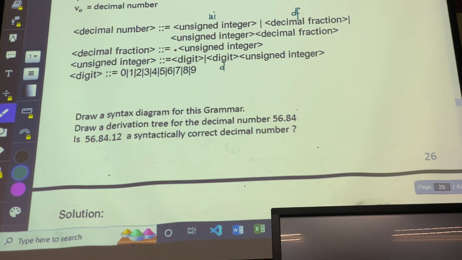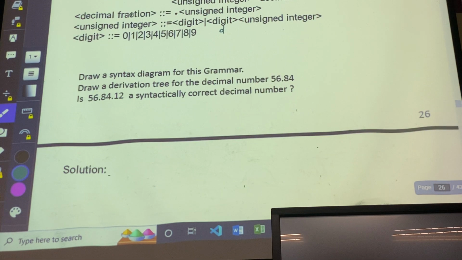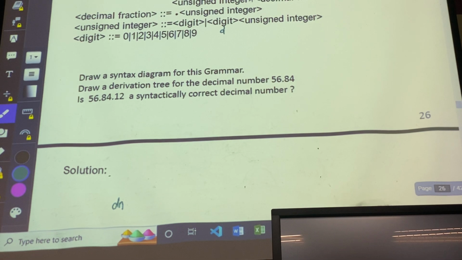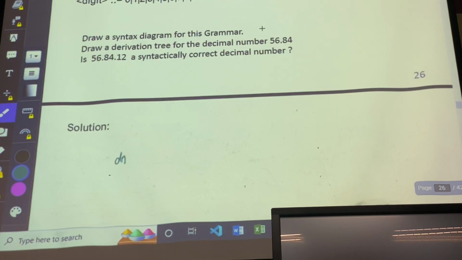Follow this substitution. So this we use a DN. Okay? So DN we can substitute with three alternatives: unsigned integer, decimal fraction, or unsigned integer decimal fraction. So we have three lines.